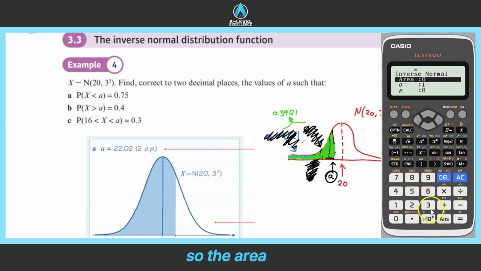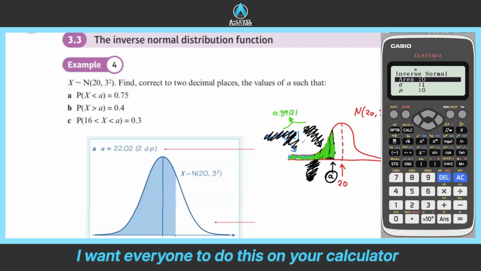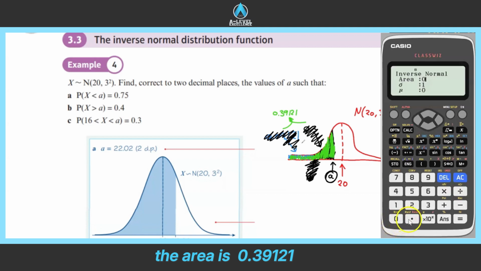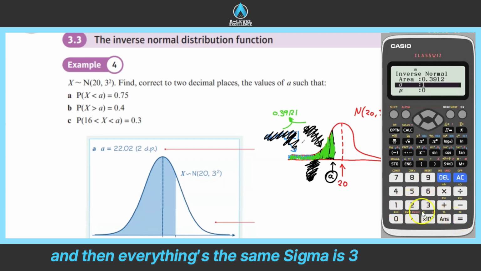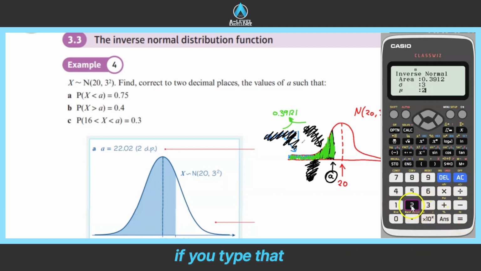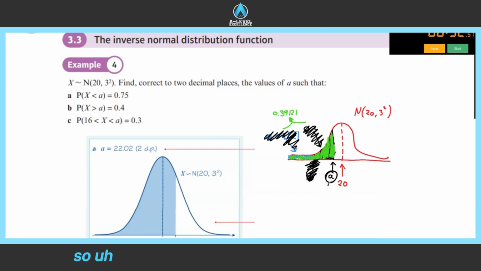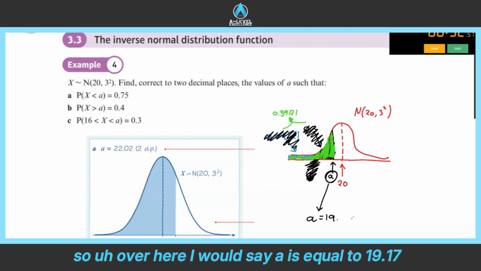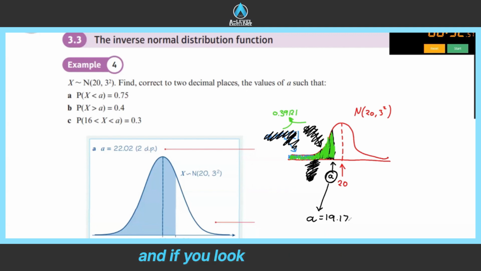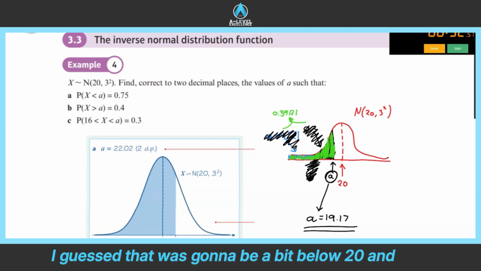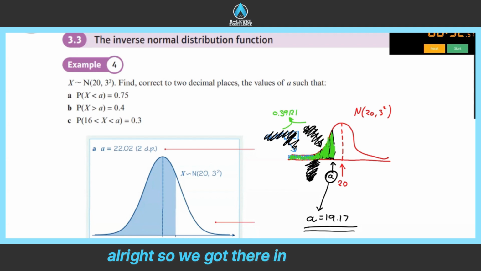I want everyone to do this on your calculator. The area is 0.39121. And then everything's the same. Sigma is 3, mu is 20. If you type that in, we should get an answer of 19 point, what does it say? To 2 decimal places, A is equal to 19.17. And if you look at the graph, that makes sense. I guessed that it was going to be a bit below 20, and it is. All right. So we got there in the end.